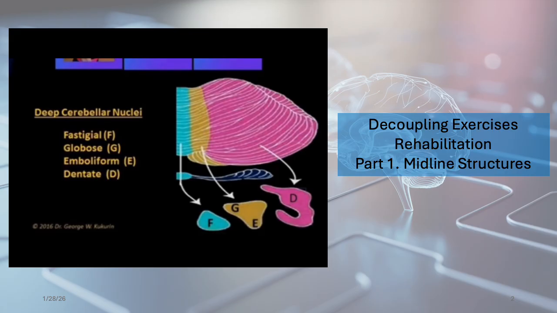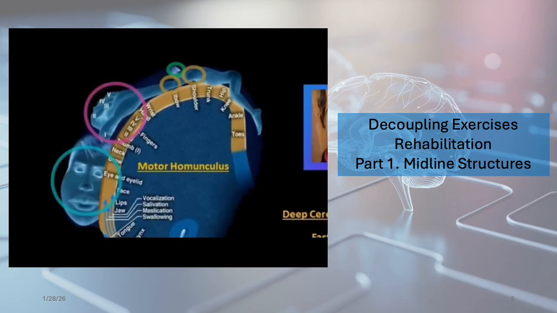Body part associations, the mnemonic. Fastigial is midline, think face and spine. Emboliform, relating to movements around the elbow joint, and also the knee and the lower extremity. And the dentate, think digits, relating to the fingers, hands, and feet. An easy way to remember these associations, don't you think?